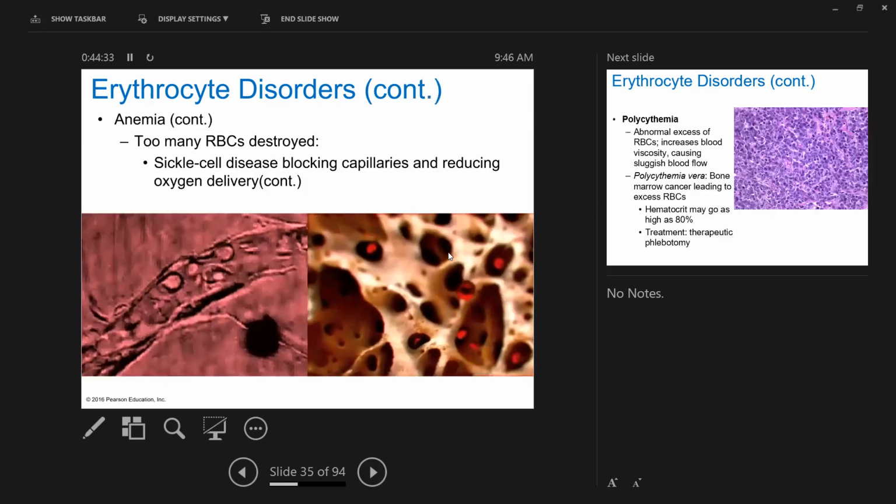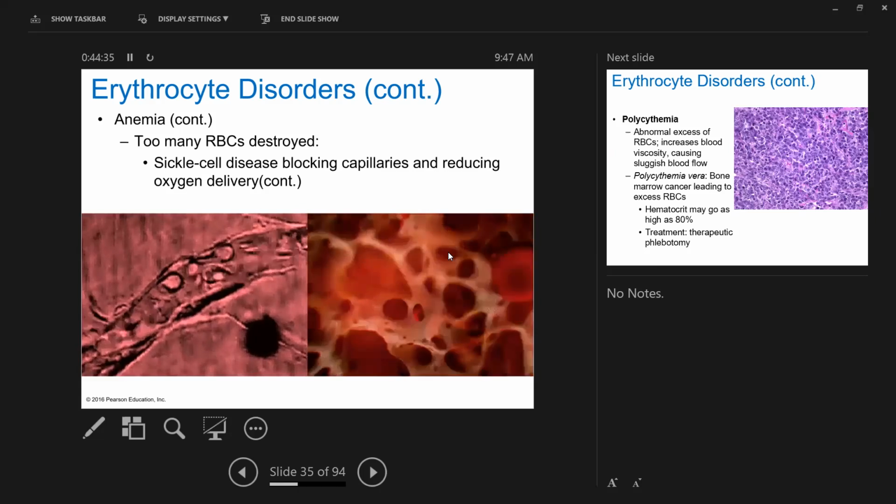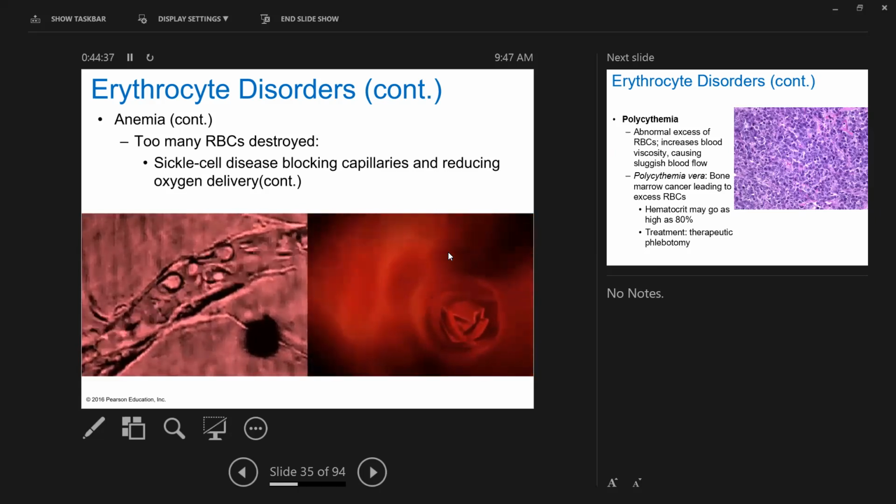Here's what it looks like. These are the red cells. See how they're piling up in the capillaries there? Normally they would slide through very easily, but they're piling up in here.